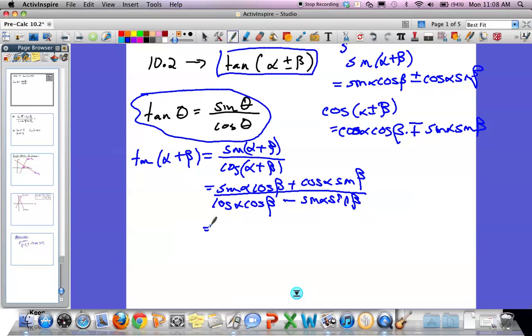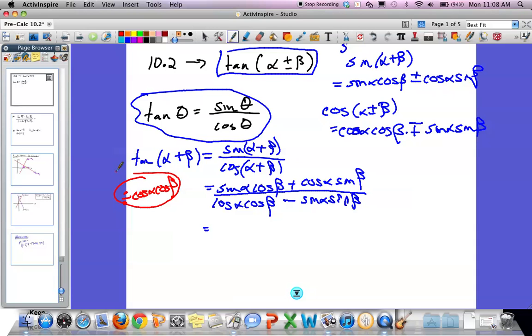And on this step, we're going to divide everything by cosine alpha cosine beta. So we're going to divide by cosine alpha cosine beta. We're going to divide every term by that. If you allow me to, I would like not to write it down. I'd like to do some of it in our head a little bit. Unless you want me to write it all down, we could do that.